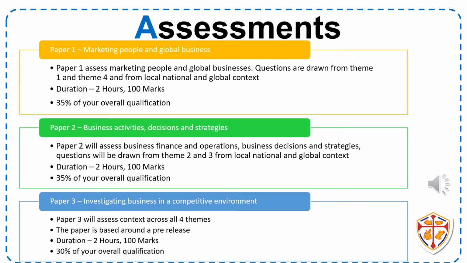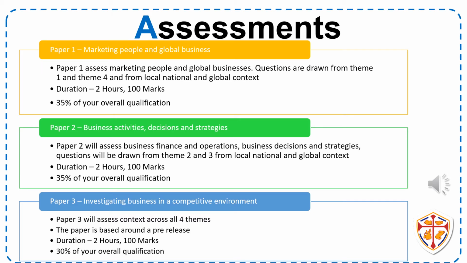Assessment. For the A-Level Business course, you will be assessed externally via 3 exams. These 3 exams will be sat at the end of Year 13. You will have Paper 1, which is called Marketing, People and Global Businesses. Paper 1 will be based around the topics which you learn in Theme 1 and Theme 4. The duration is 2 hours and you have 100 marks. This one paper will contribute to 35% of your overall A-Level grade.